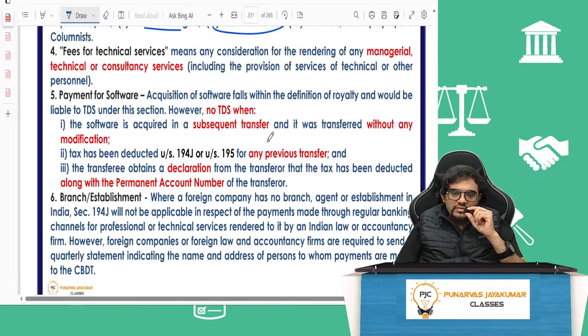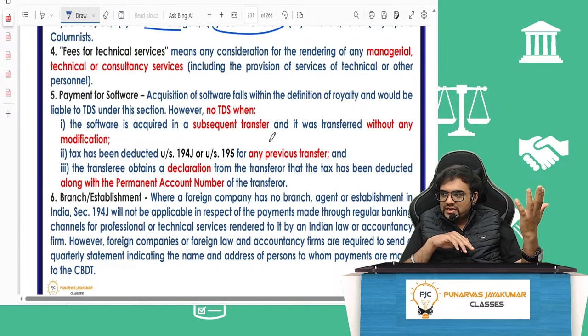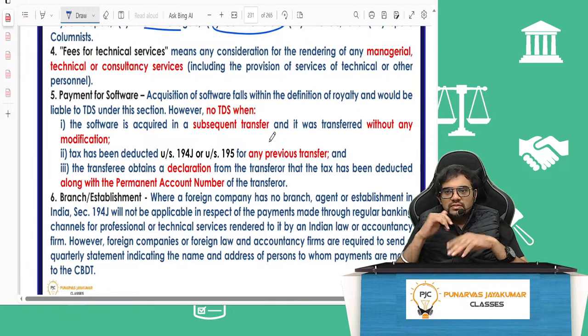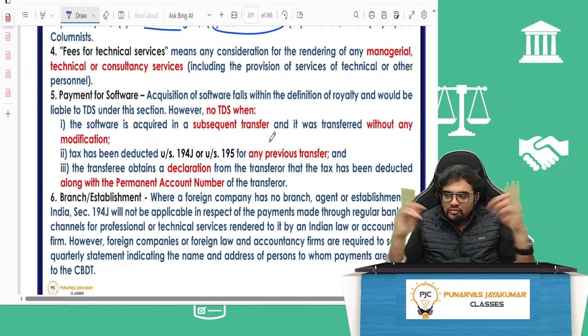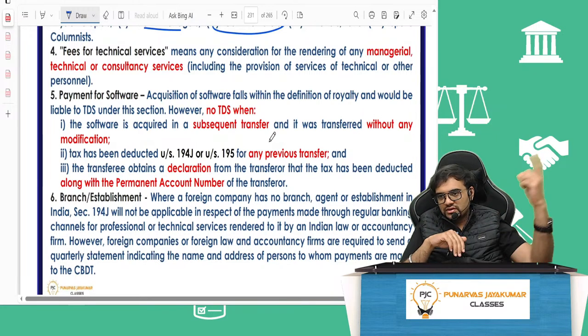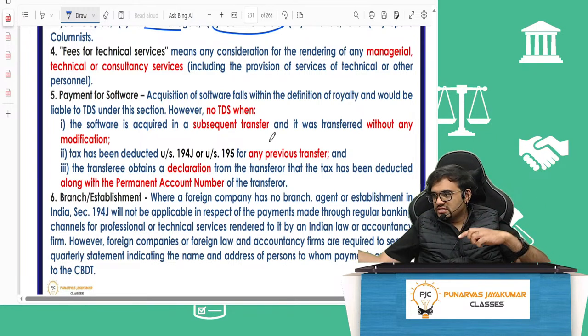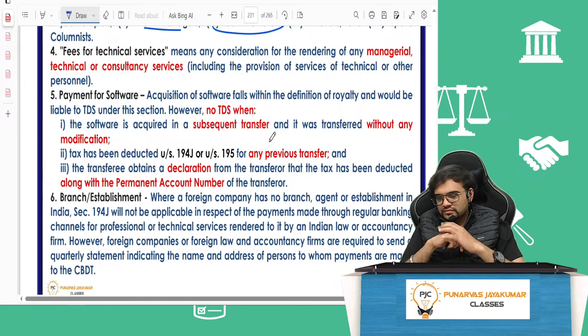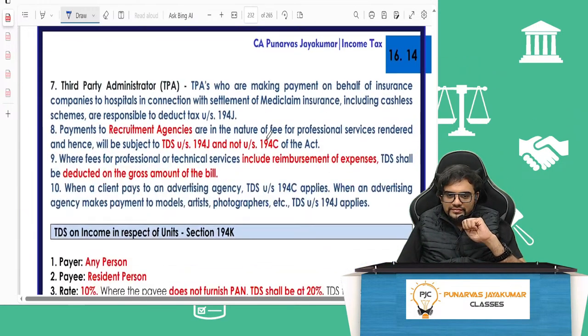So, for any payment made for software, there will be no TDS if you have just bought the software and are selling it in India. When I bought the software, I would have paid TDS anyway. Then I am selling it to other people. But if I buy the software, make some changes in it and then sell, TDS will come for both transactions. One, buying from abroad. Second, selling it to you. So, that is regarding software.